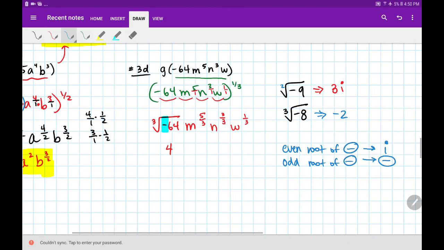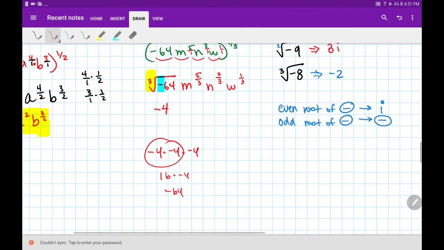So in this case, do we have an even root or an odd root? Well, the cubed root, so that's an odd. So my answer is going to be -4 then. The cubed root of -64 is -4. We can prove it to ourselves down here. That's +16 times -4. It's -64.